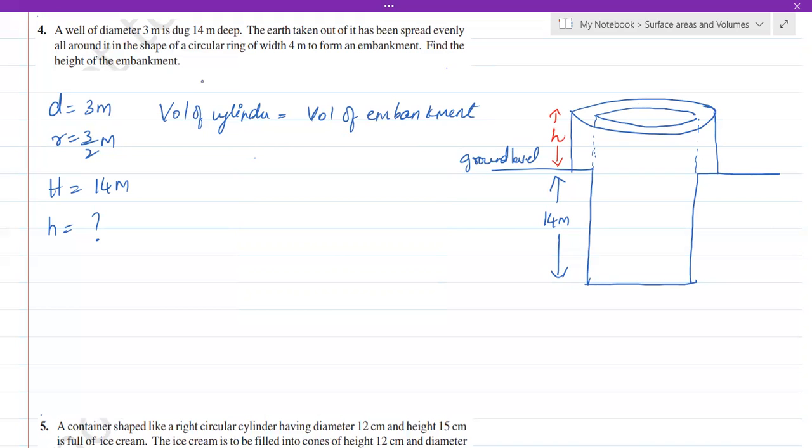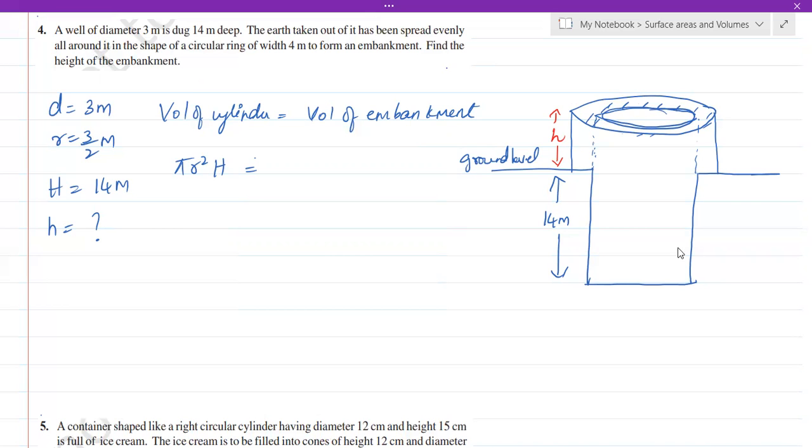Now, volume of the cylinder is given by the formula pi r square H, capital H. So pi small r square capital H. We have taken capital H as the height of the cylinder. Now, how do we find the volume of the embankment? See, here in the center it is empty. So the volume of the embankment is only this part, wherever the material is there. When I find the volume of the outer cylinder, we get the entire thing. But the inner cylinder, we don't need it.